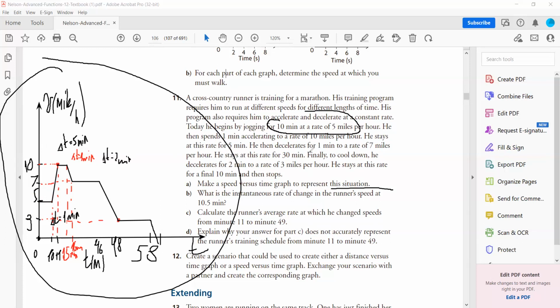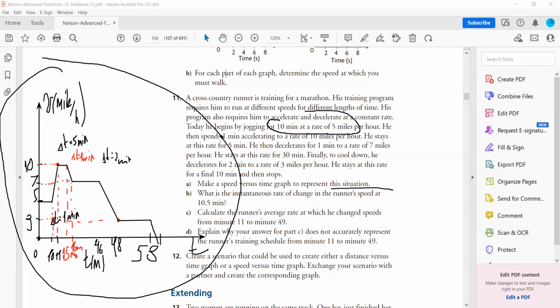Then he decelerates during 1 minute to 7 miles per hour. He stays at this rate for 30 minutes. Finally cooling down, decelerates for 2 minutes to a rate of 3 miles per hour, then runs 10 more minutes and stops. Great.